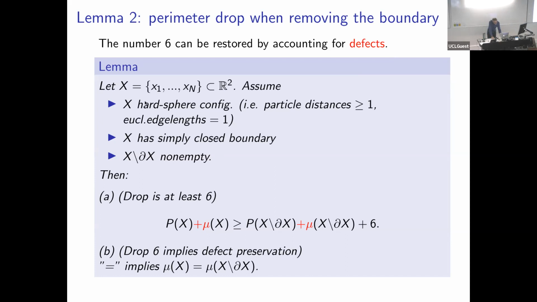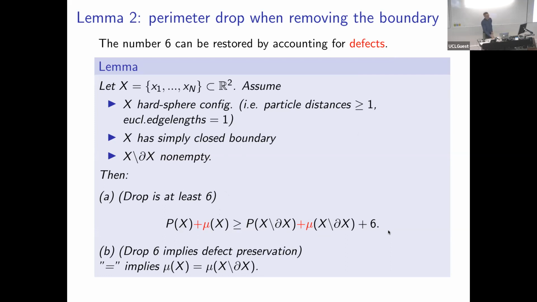If you have any hard sphere configuration, this works only for hard sphere configurations, so particle distance bigger or equal 1, and all the Euclidean edge lengths are 1. So it's a Heitman-Radin type result. Then X has simply closed boundary, and the interior has to be non-empty for this to work. These are simple conditions, and then the drop is at least 6. So P of X plus mu of X is bigger or equal to P of X without the boundary plus mu of X without the boundary plus 6.